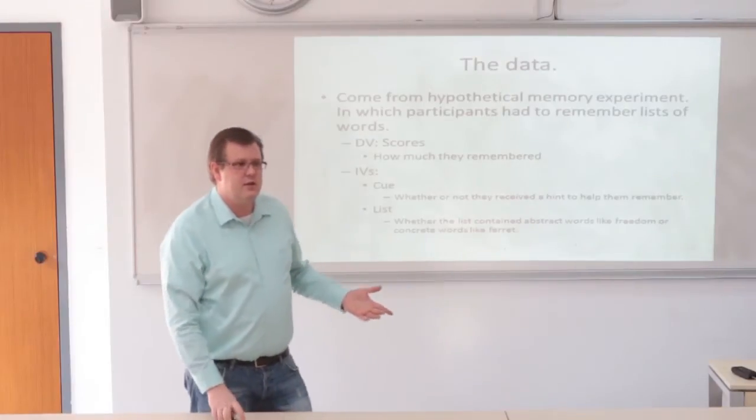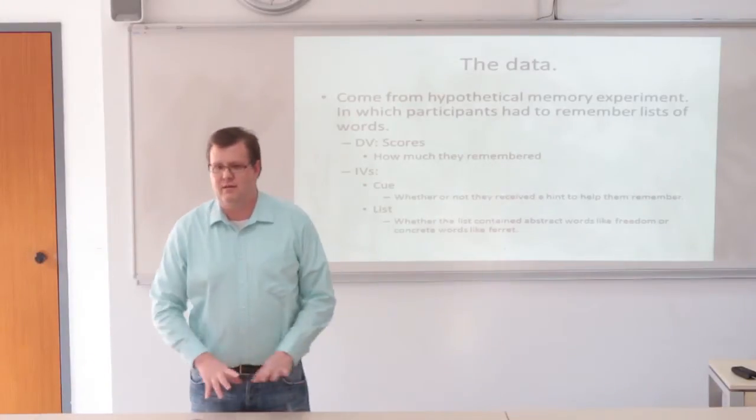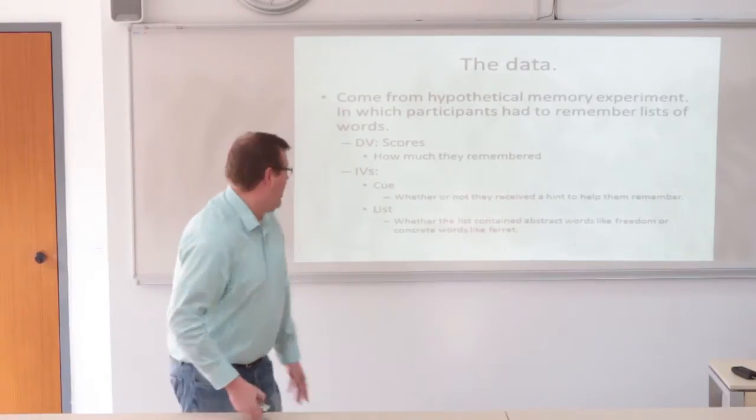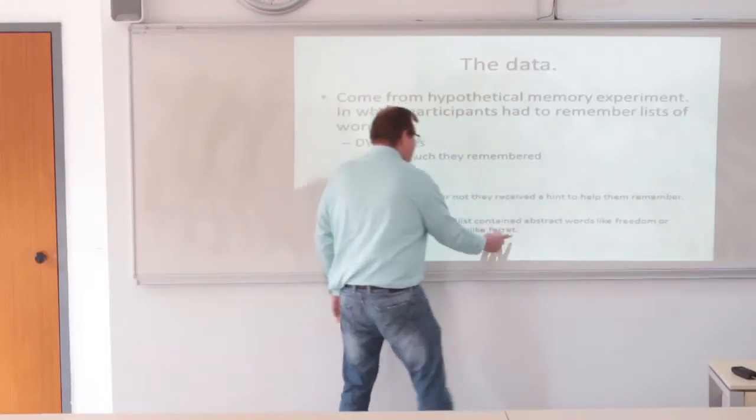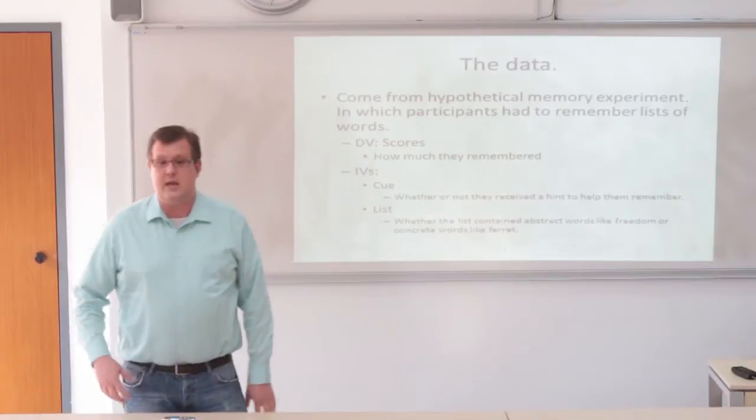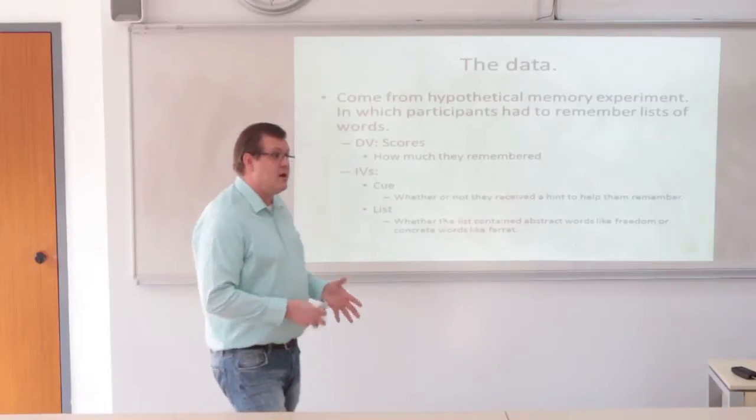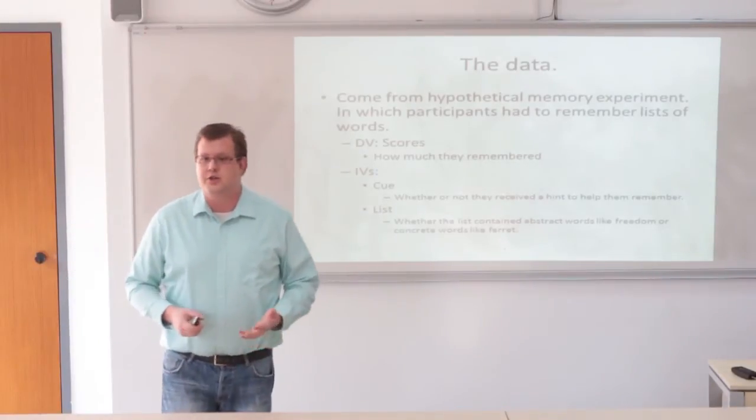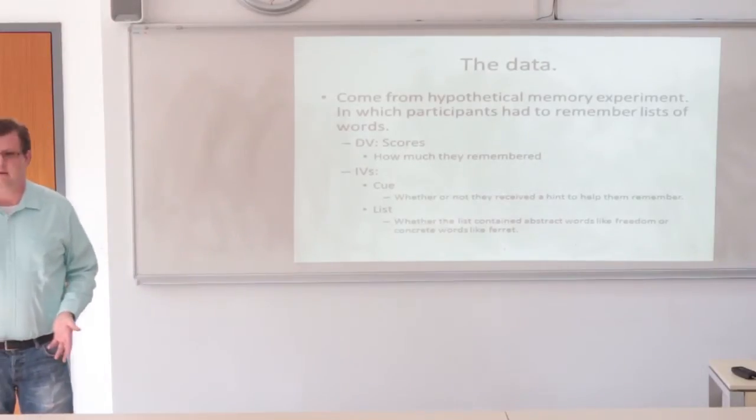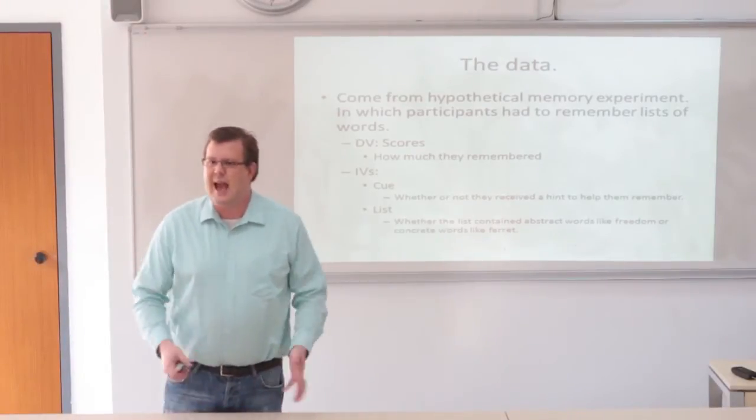Like ferret. You guys know what a ferret is? A ferret is a small mammal. It's sort of like a rat, except it's furrier. Whatever. I wanted to find another low frequency word to go with freedom. Anyway, so our abstract words could be like integrity, justice, freedom. And a list with concrete words would be things like dog, chair, camera, okay? What do you think would be easier to remember? Concrete words. Yeah, typically concrete words are easier to remember than abstract words.